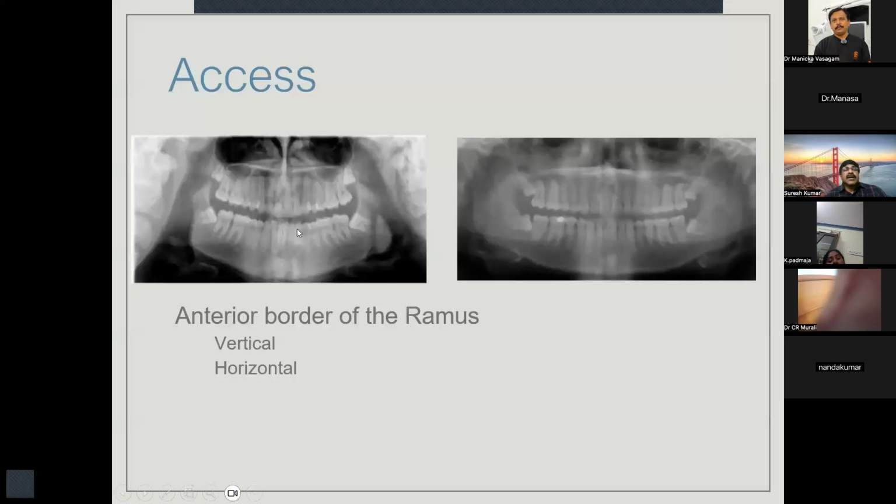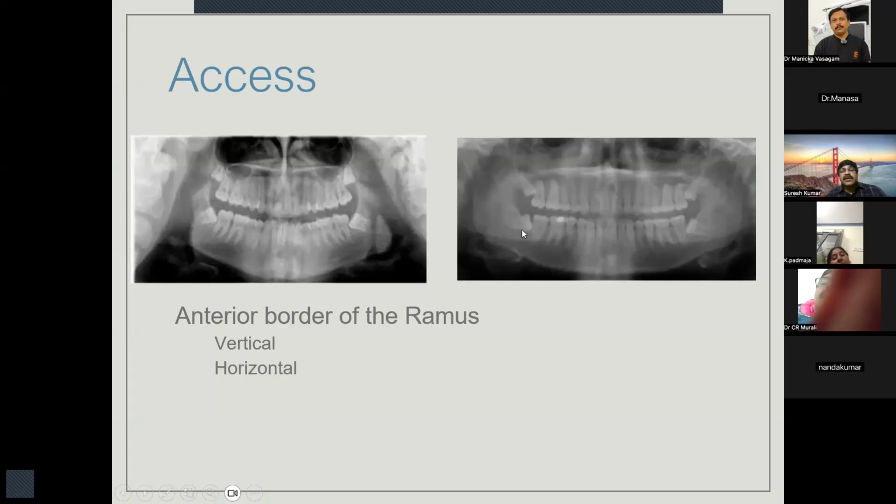First one is axis assessment. If you see the anterior border of the ramus, as you see in the left hand side picture, it is more vertical. The vertically placed ramus means most of the tooth is inside the ramus, so we will have to remove a lot of external oblique ridge and anterior border of the ramus here, which is a difficult process clinically. So cases with a vertically oriented anterior border of the ramus will be difficult.